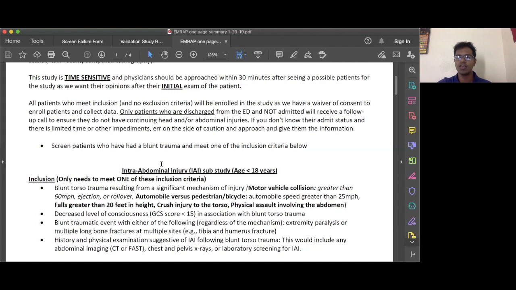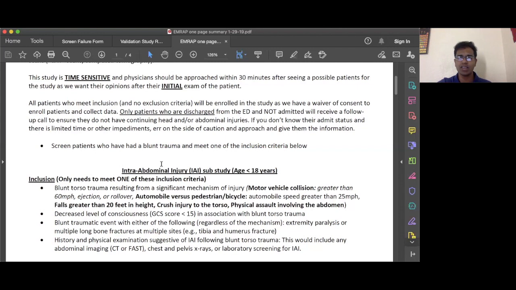Another exclusion criteria is if the time of injury exceeds 24 hours from the time they arrive in the ED. So if they've had an injury 48 hours before they entered the ED, then they would be excluded, or for anything greater than 24 hours, they would be excluded.